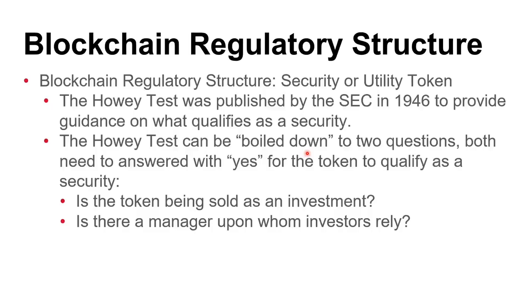There are some ways that you can test to see if you are issuing a security token. So in 1946, the SEC published something called the Howey test. And the Howey test can be boiled down to two questions. And if you answer yes to both, you qualify as a security token.